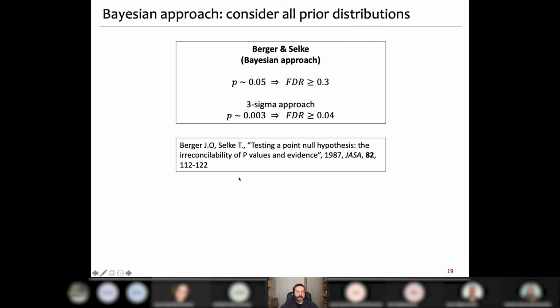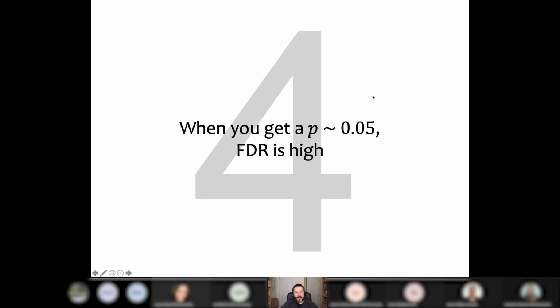In this paper, Berger and Sellke demonstrated using a Bayesian approach that when you have a p-value of 5%, the false discovery rate can be very high. It can be more than 30%. To control this, you really need to use a much smaller alpha. The so-called 3 sigma approach, 3 sigma in the normal distribution, where the p-value limit would be 0.003, only then you will get false discovery reduced to about 4%. When you get a p-value around 5%, the false discovery rate is high.